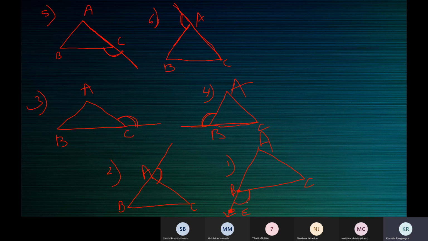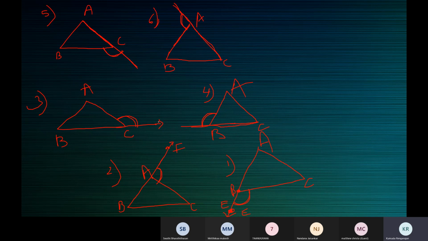The exterior angle here is called EBC. See, this point is E, that's what I meant. So EBC or CBE. We should not say simply angle B because it's not specific. In the second figure, children, name the exterior angle formed. The exterior angle is CAF or FAC, ma'am. Yeah, CAF or FAC.